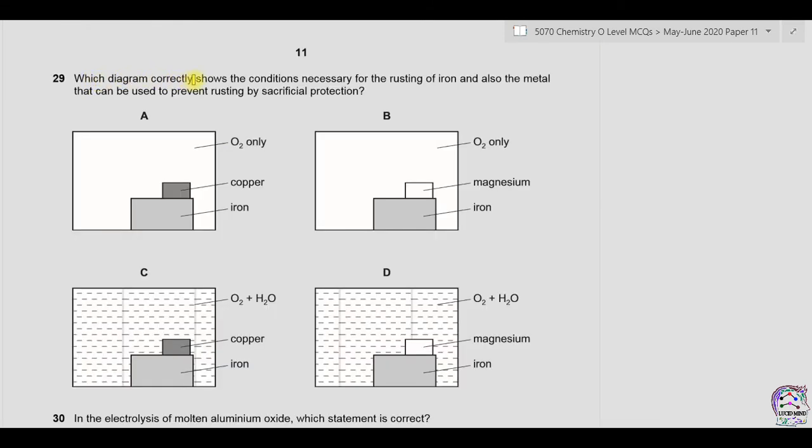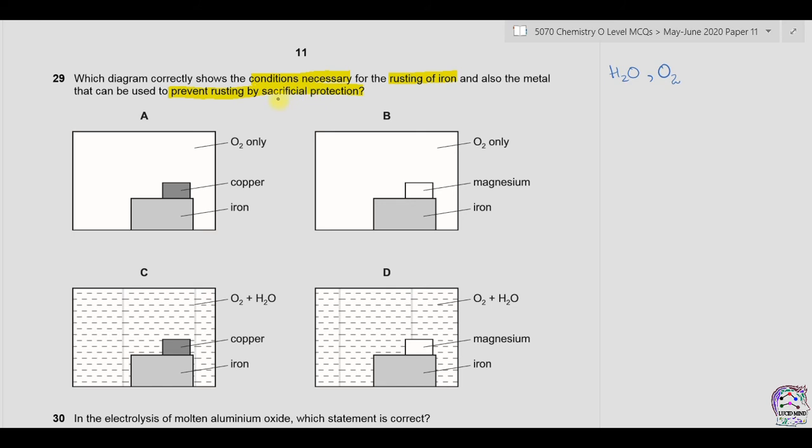Question 29. Which diagram correctly shows the conditions necessary for the rusting of iron, and also the metal that can be used to prevent rusting by sacrificial protection? Now there are two parts to this question. In the first part they have asked about the rusting of iron. So we know that for rusting two things are a must. One is H2O and the second is oxygen.